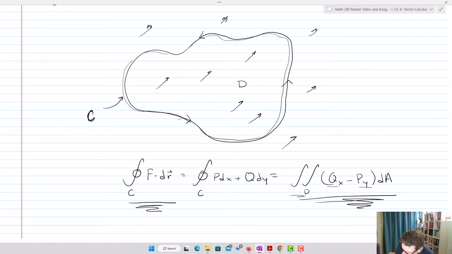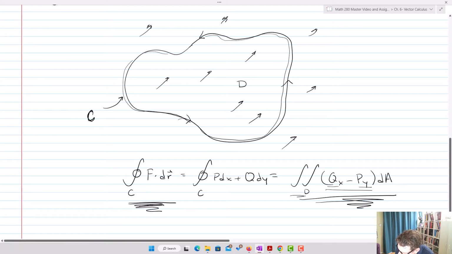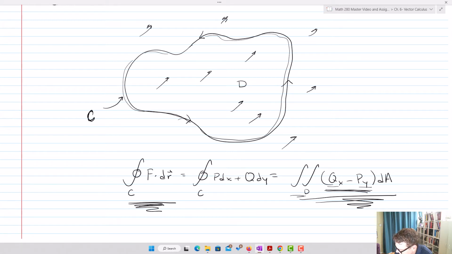Or we can figure out what the value of this integral is around that region. Or we can calculate the line integral by actually figuring out the partial with respect to x of Q and the partial with respect to y of P, times basically the area of the figure. And so essentially, again, we're just doing some conversion.